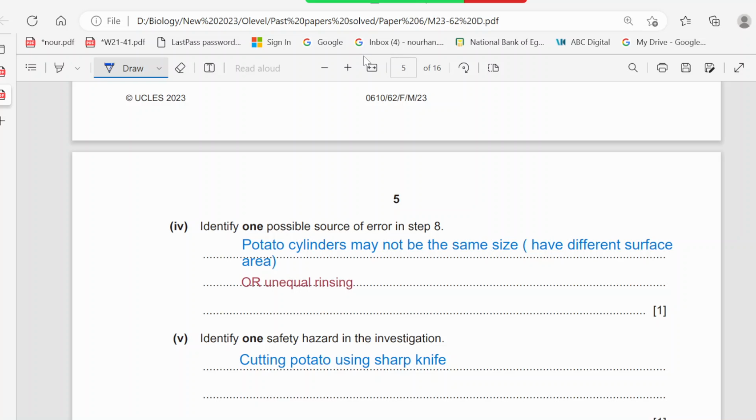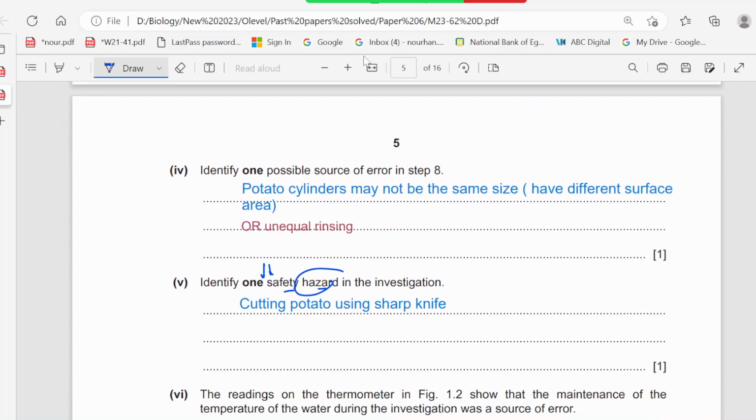If they are different sizes, they will have different surface area. So now I will have two variables changed in the experiment, the temperature and the surface area, and this is not correct. You should only have one changed variable. Identify one safety hazard. What is dangerous in this experiment? That you probably used a sharp knife to cut the potatoes.